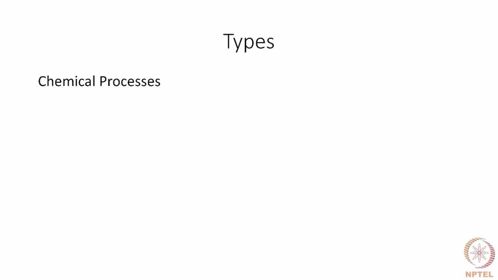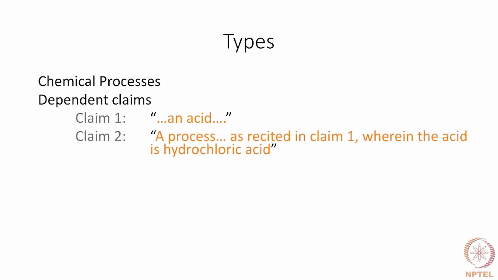Now, there are different types of claims. Chemical processes, they can be dependent claims. Like in a chemical process, if an acid is described in claim 1, claim 2 can be a process as recited in claim 1, wherein the acid is hydrochloric acid. So you describe the genus which you explained in claim 1 and make it more specific in claim 2. So dependent claims covering chemical processes could have further details about the invention.